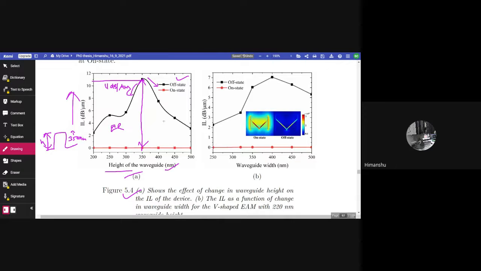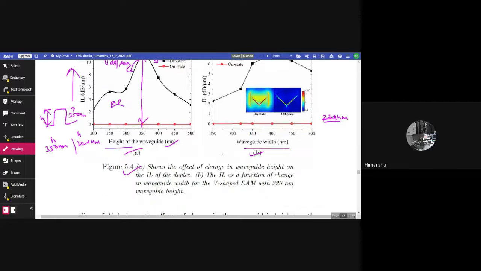Also, figure 5.4b shows the IL as a function of change in waveguide width for the V-shaped EAM with 220 nanometer waveguide height. So in this chapter, there are basically two devices. We have shown two V-shaped devices, one having a 350 nanometer waveguide height and one having a 220 nanometer waveguide height. Because 220 nanometer is the current technology, applicable in today's technology, we have taken this 220 nanometer height and 350 nanometer height, and we have compared both the devices in terms of insertion loss, extinction ratio, and figure of merit.